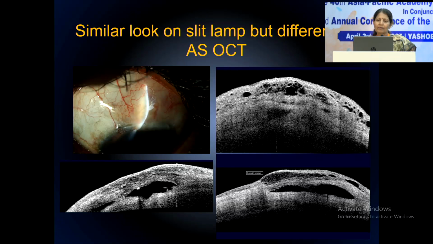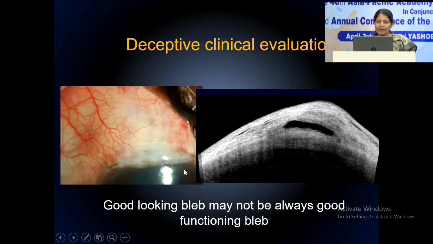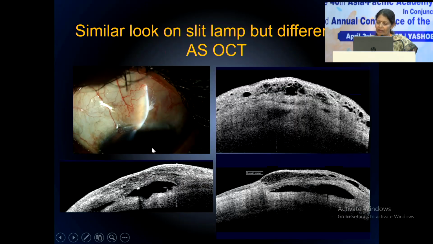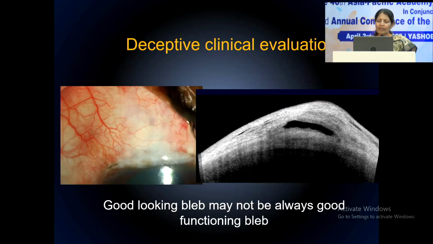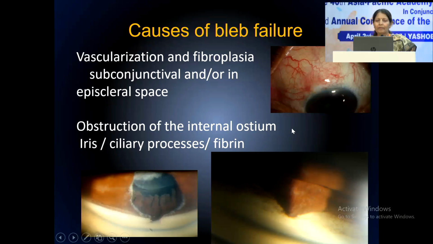Similar looking blebs can have different internal morphology, as shown here. This bleb is showing you the spongy look, while this has a large anechoic space with a thin layer here, and this is a diffuse thick wall bleb with a large cavity. At times, the clinical appearance could be deceptive. When you look at this bleb, it is an avascular, mildly elevated bleb, but when we did the AS-OCT, you can see the thick wall bleb with one single cavity, and this may not be a good functioning bleb.